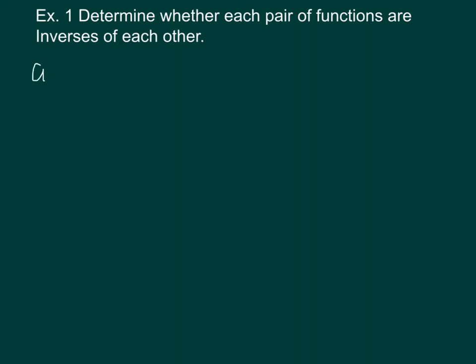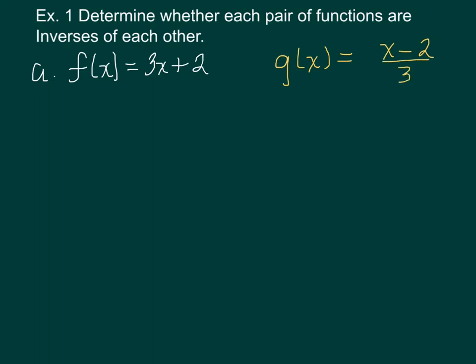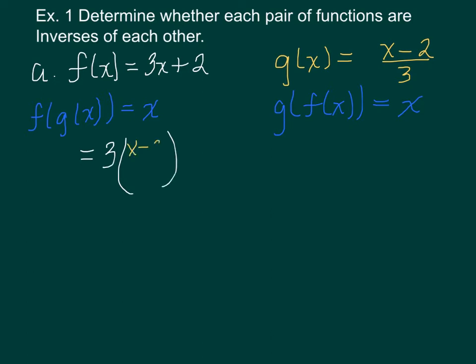So for example 1a, we're given f of x equals 3x plus 2, and g of x is equal to x minus 2 over 3. So remember, our job is to find f of g of x and show that it equals x, and g of f of x and show that it equals x. All right, so let's do f of g of x. So we're going to take x minus 2 over 3 and plug it into the f function. So it'll look like this. 3 times x minus 2 over 3. And we still have that plus 2 on the end.